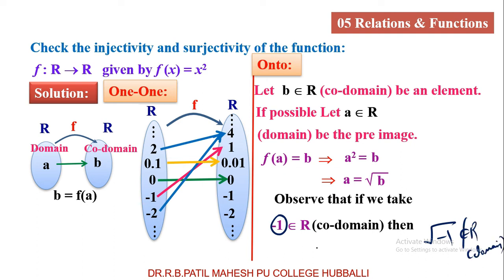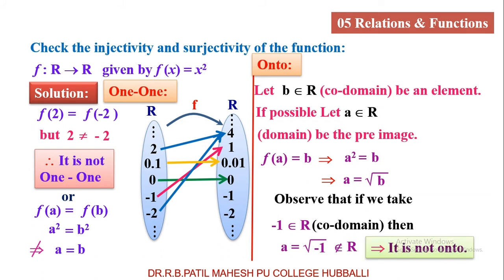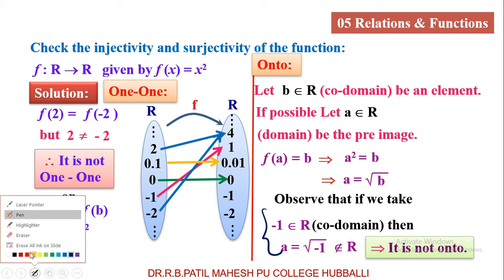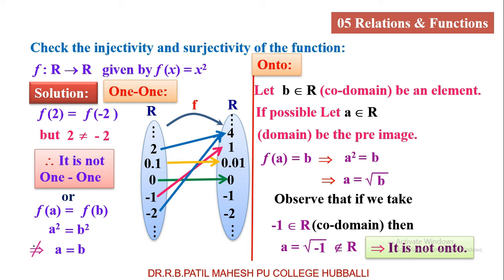If B is there in the codomain, for B there is no A. If this element is in the codomain, there is no pre-image for this. What do we say? Do you say that it is an onto function? Absolutely no. Therefore, this function is not an onto function because of all these reasons. Note down, minus 1 belongs to the codomain, but for minus 1 there is no pre-image. Minus 1 is not an image. That's why this function does not satisfy the definition of an onto function.